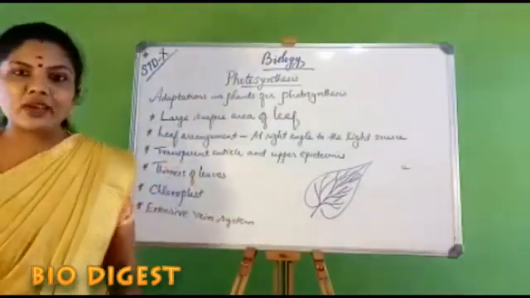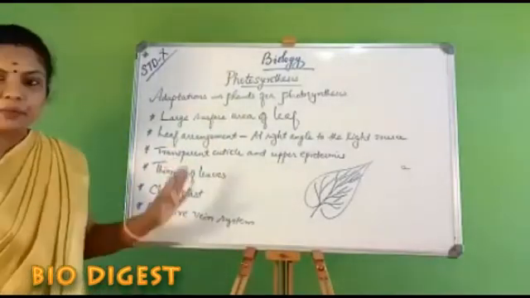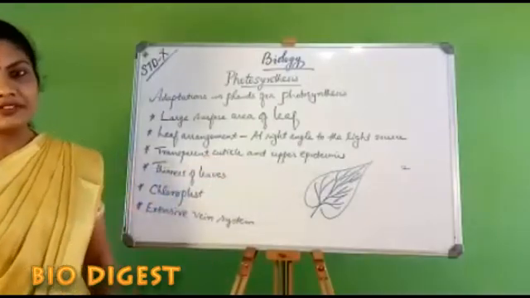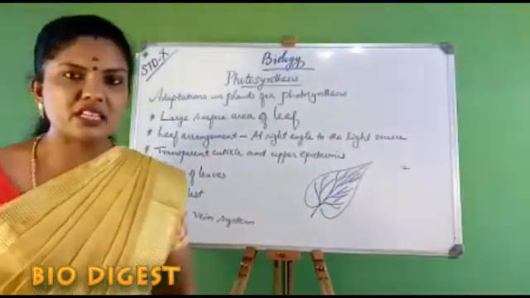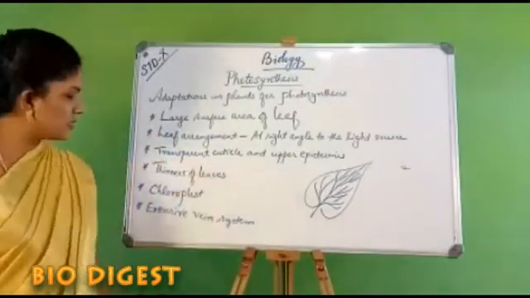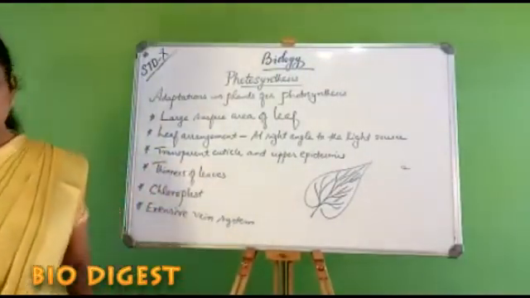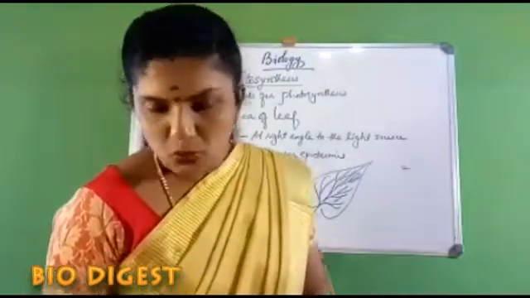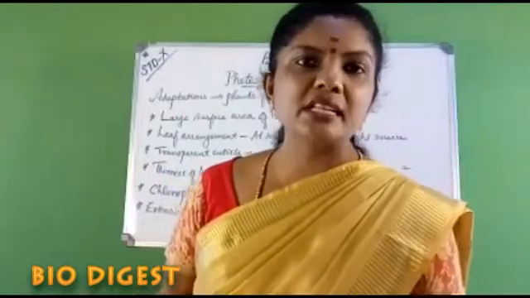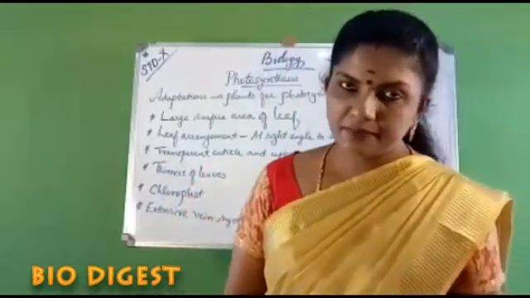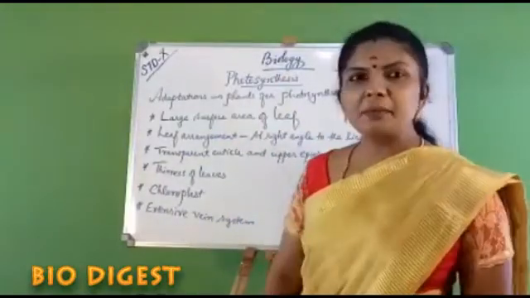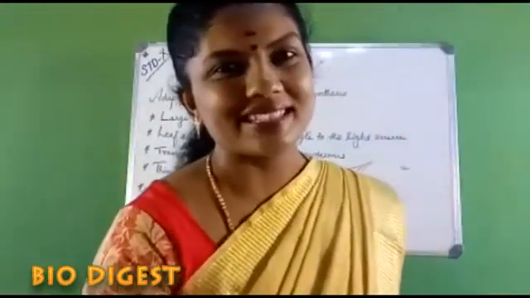Leaf arrangement at right angles to each other. Presence of transparent cuticle. Then next is thinness of the leaves, which actually reduces the distance between the cells. Another is the presence of chloroplast. And last is the extensive vein system, which is used for the rapid transport of materials to the mesophyll cells and from the mesophyll cells. So all these are the adaptations in plants for carrying out photosynthesis.